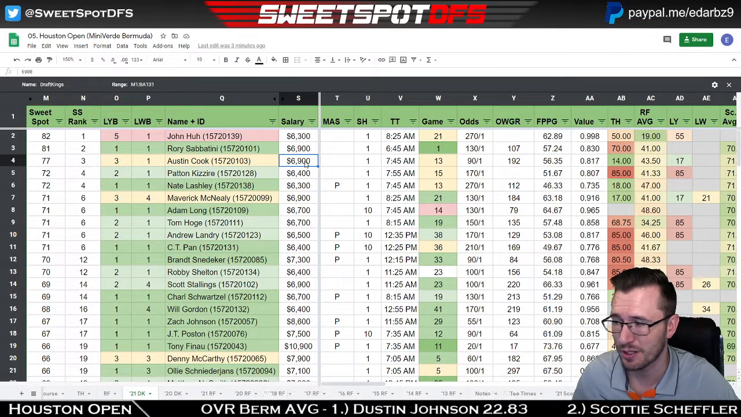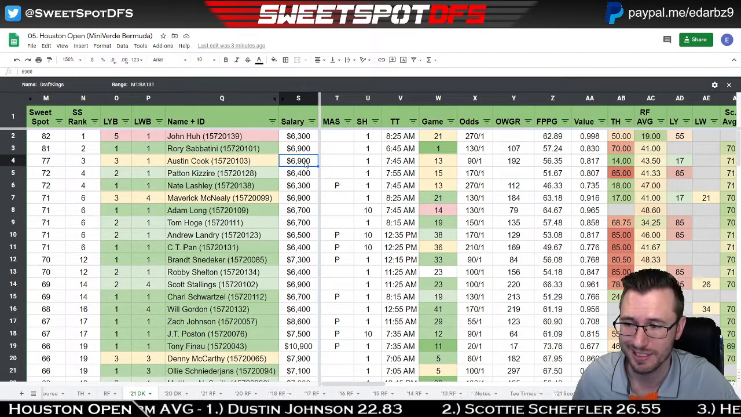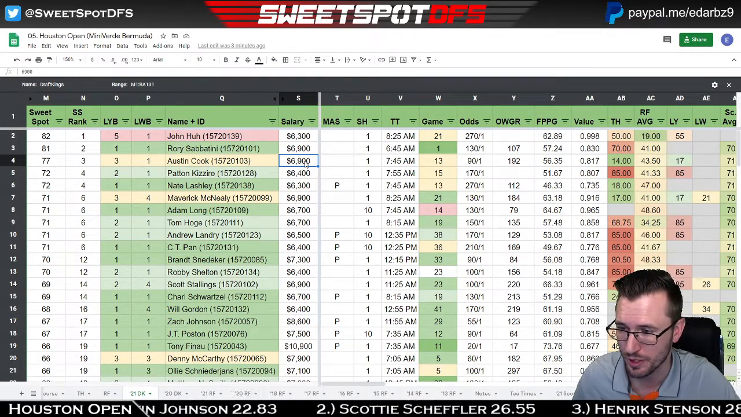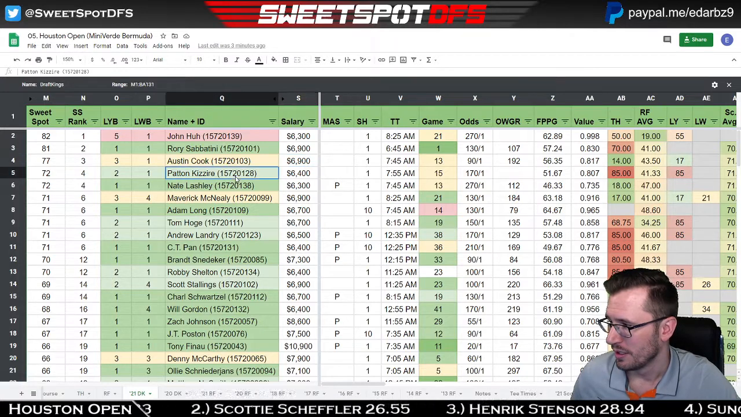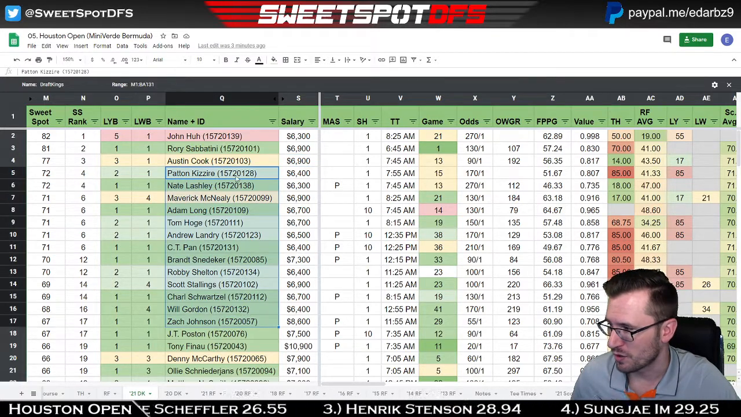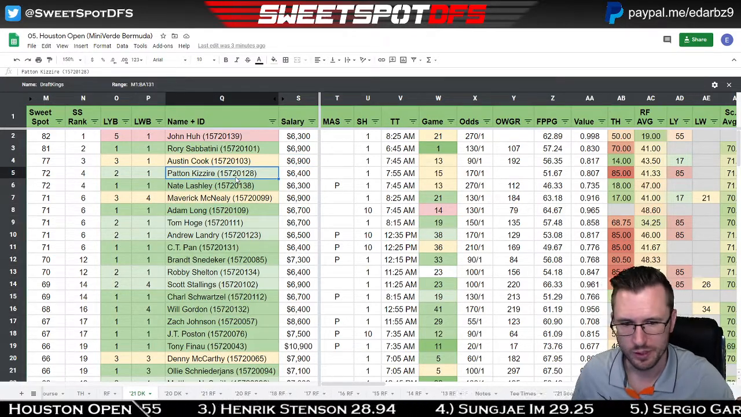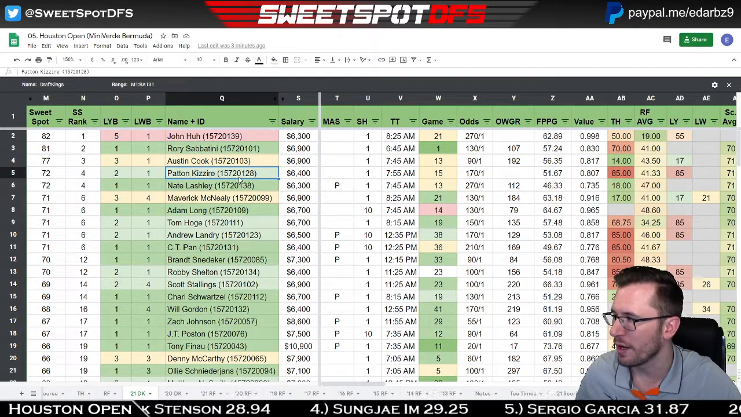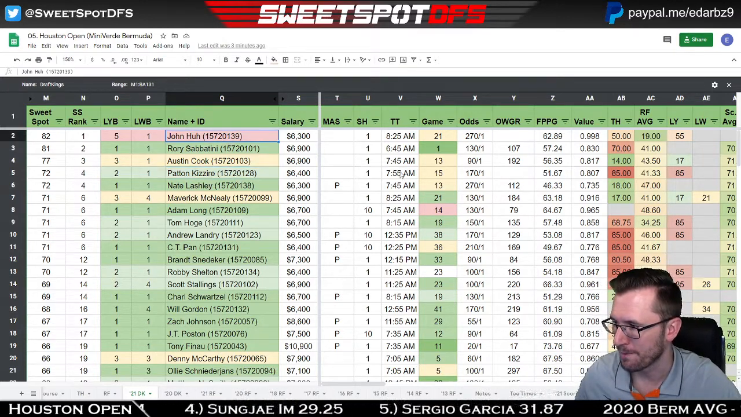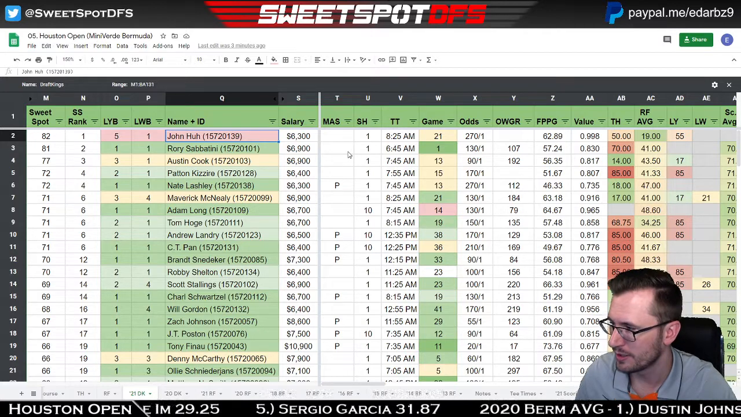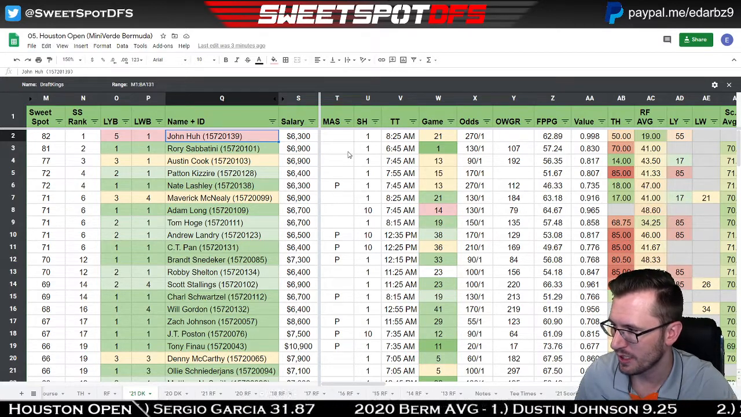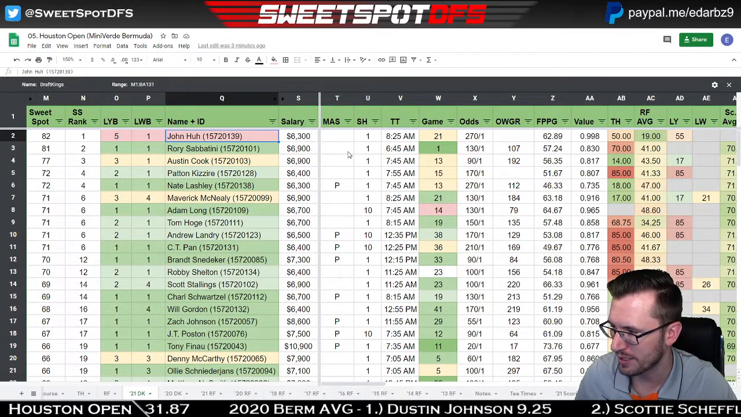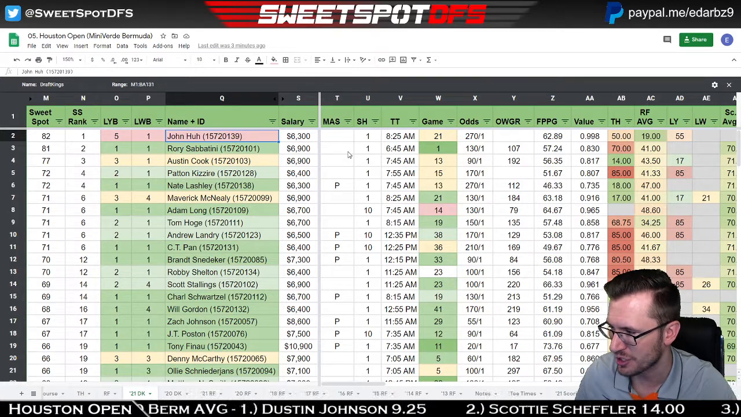Priced down at $6,900. So that's not terrible. That's pretty good. You can see the rest of the guys up here, so I'll rattle them off. This is your top 20 for the SweetSpot rank. Starting with number 1, John Huh. 2, Rory Sabatini. 3, Austin Cook. 4, Patton Kizzire. 5, Nate Lashley.